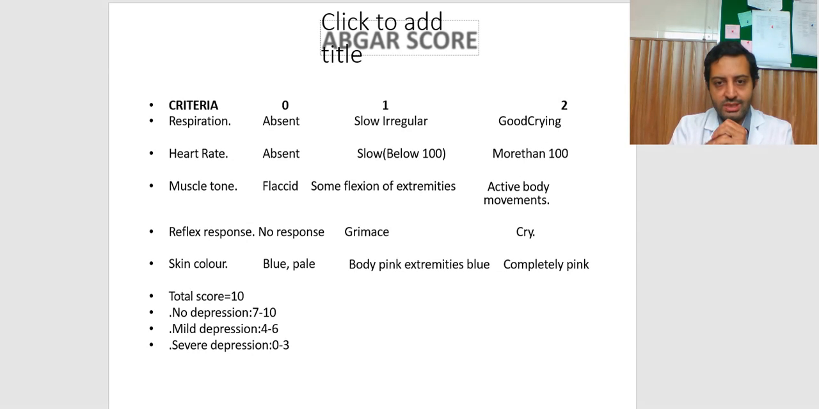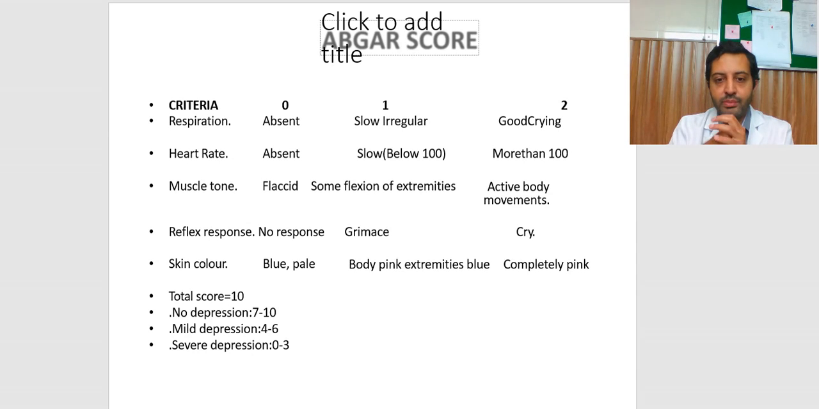So if respiration is absent, we give a 0 number. If there is good crying, good respiratory effort, we give 2 number. Likewise, we categorize the newborn baby according to this APGAR scoring. And at the end, we add all these numbers. So total numbers, these are 5 different parameters. So total numbers will be 10.